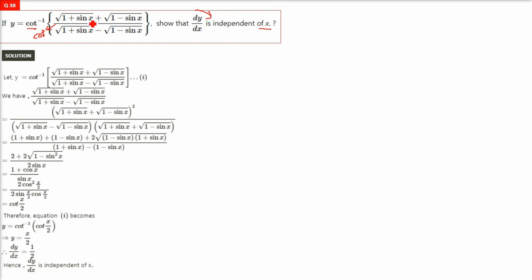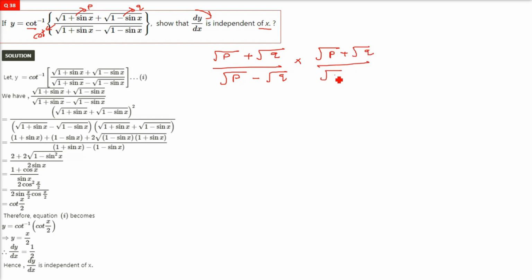Alright? So we need to rationalize it. In order to make you understand, let me call this p and this q. 1 minus sin x is q. 1 plus sin x is p. So under root p plus under root q, divided by under root p minus under root q. In order to rationalize, you have to multiply the numerator and denominator by under root p plus under root q, because we need an a squared minus b squared kind of thing in the denominator, so that we get rid of the roots. So we are multiplying this, rationalizing it.